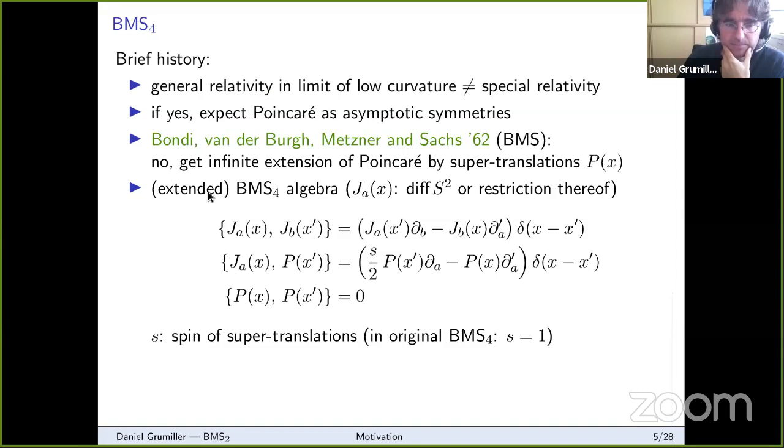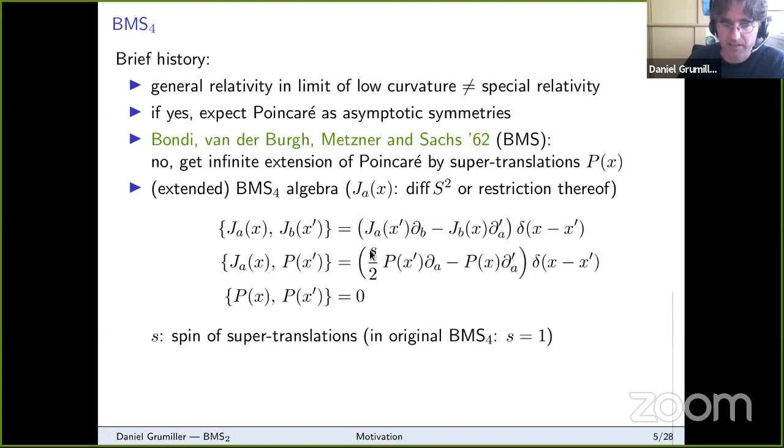Here is an extended version of the BMS4 algebra, extended in the sense that we don't just have Lorentz symmetries and supertranslations, but we have the full Diff(S2) or some restriction thereof. So sometimes these J_A are referred to as superrotations. So J_A are the superrotations and P are the supertranslations. And this is the usual Diff(S2) algebra. This is the mixed Poisson bracket between superrotations and supertranslations.